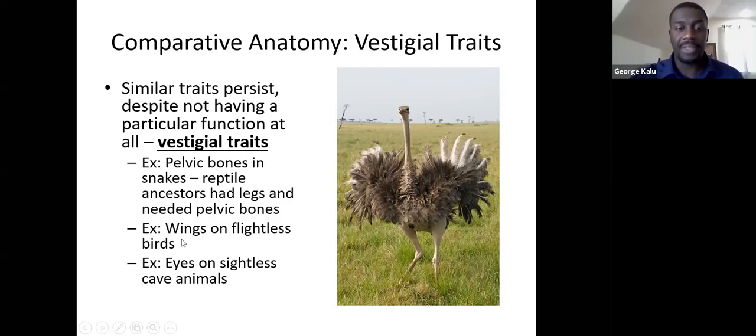And then eyes on any sightless cave animals, especially animals in the sea or in the ocean. And the further down you go, the darker it's going to be, and so those eyes are not going to work, either because it's too dark or they just don't function as they should. But they continue to exist. They continue to have eyes and continue producing offspring with eyes. So eyes, even though they have no function, continue to exist, and so we consider those a vestigial trait as well. So vestigial traits continue to exist despite not having a function.